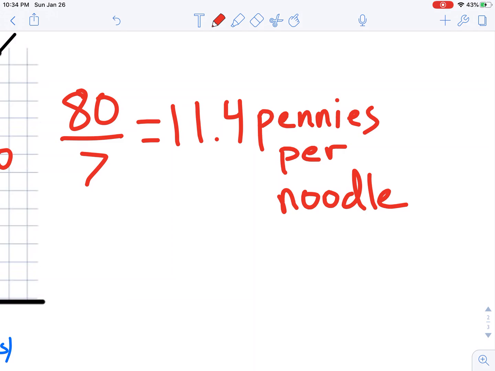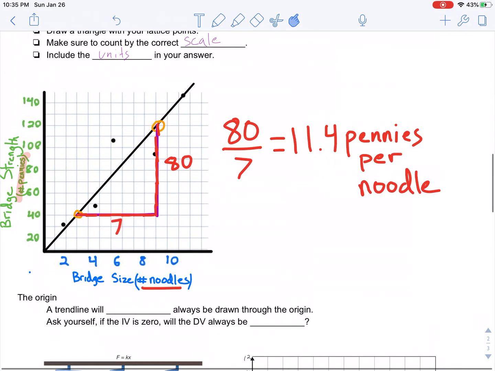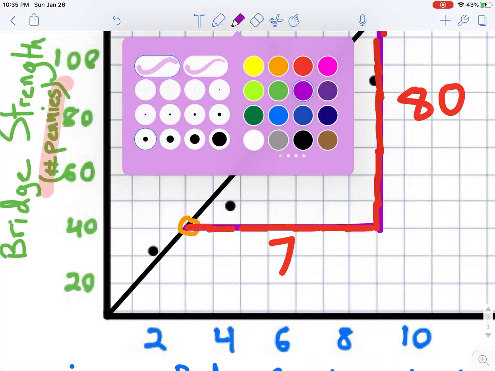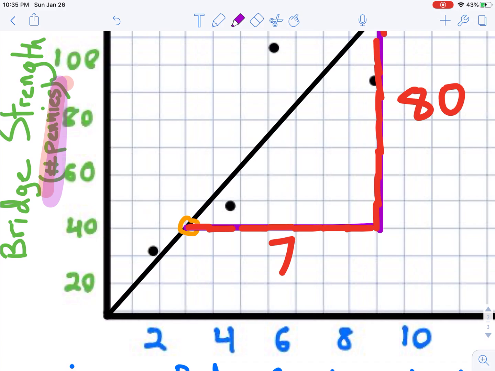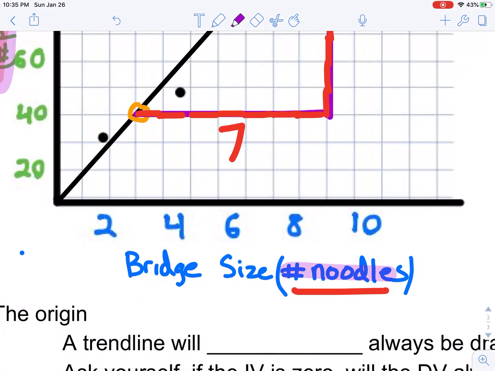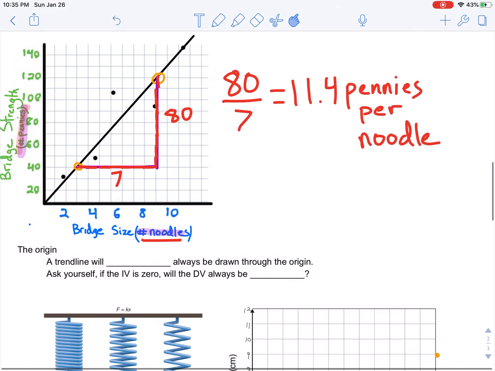That word per, this just means divide. So I'm just thinking rise divided by run, and when I'm thinking my units, I'm thinking pennies divided by noodles. So pennies per noodle, and that's how I do it. So I have a slope. Bada bing, bada boom. Just one more thing.